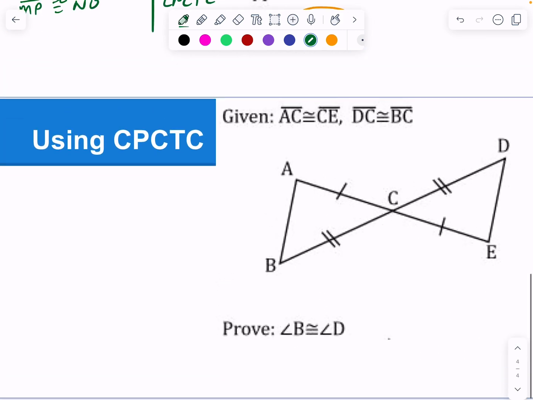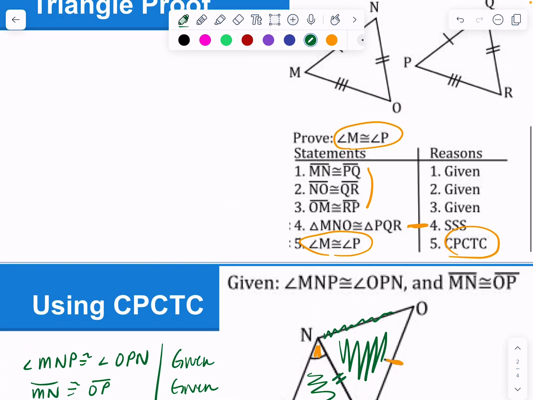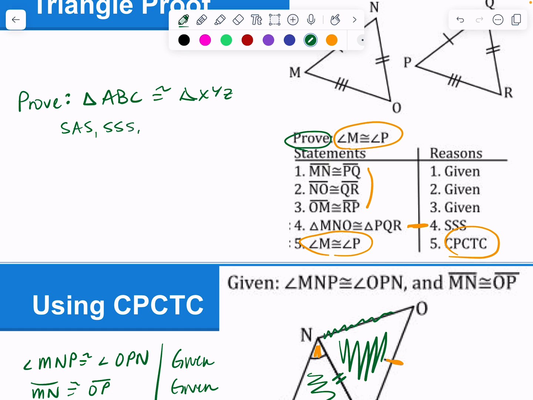So how do you know when to use CPCTC and when not to? The biggest thing is in your proof statement. So if you have a proof statement and it says triangle ABC is congruent to triangle XYZ, you know you're going to end in side, angle, side, side, side, side, angle, angle, side, HL, and angle, side, angle. You'll end that way if it gives you a triangle statement.